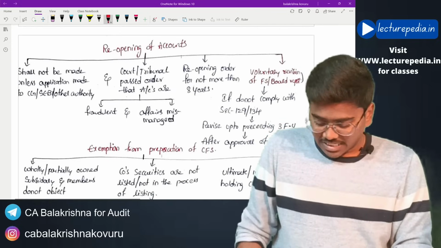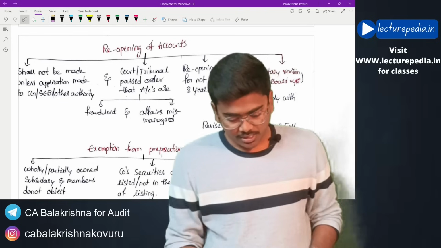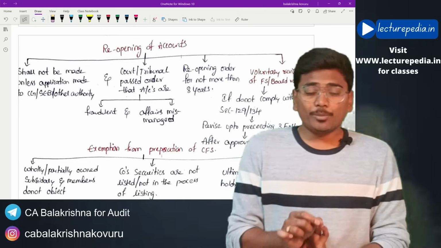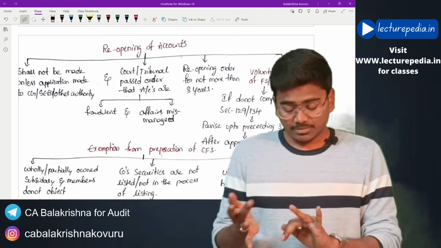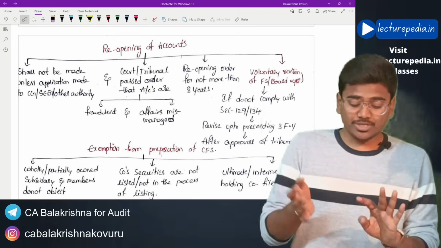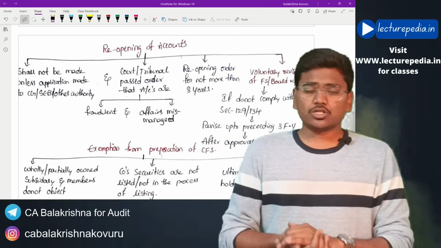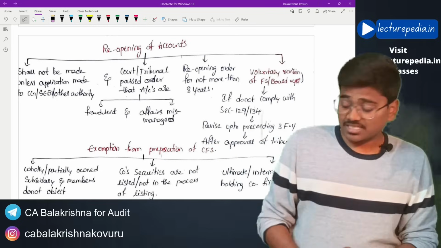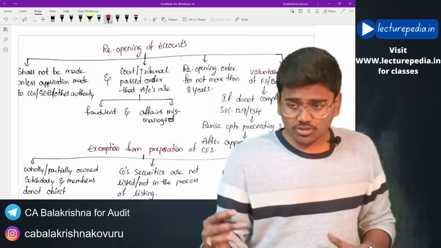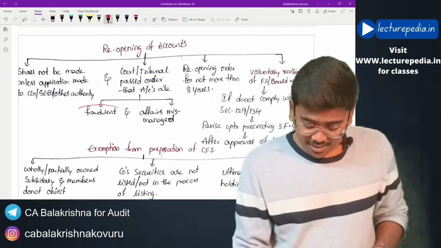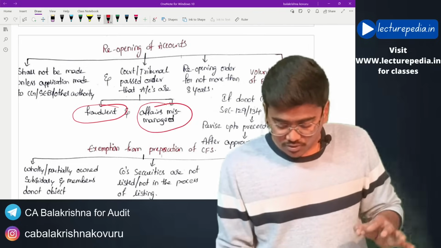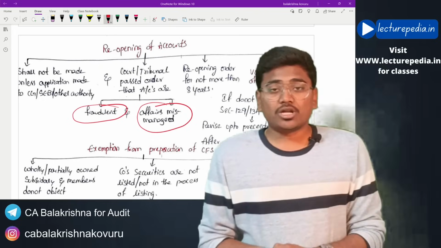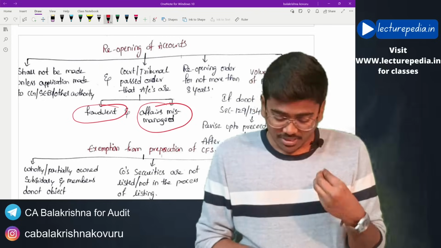And coming to reopening of accounts of the company, generally, in order to reopen the accounts, you have to make an application to the central government, income tax authorities, various tribunals, SEBI, and other respective authorities. After making the application, the tribunal should pass an order stating that the books of accounts or the financial statements have been prepared fraudulently and the affairs of the company have been mismanaged. Once the tribunal has passed this order, only then can the books of accounts be reopened.